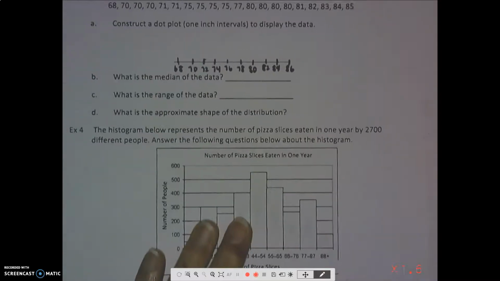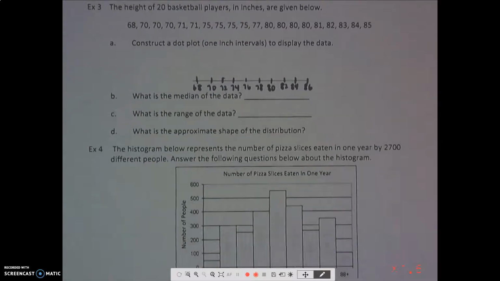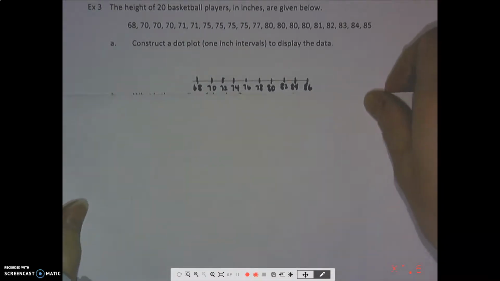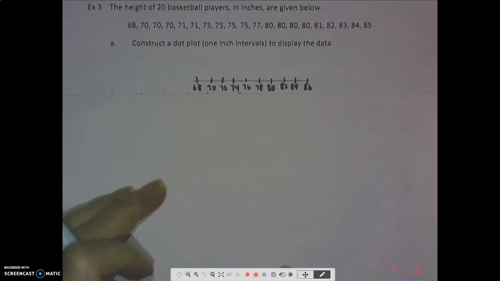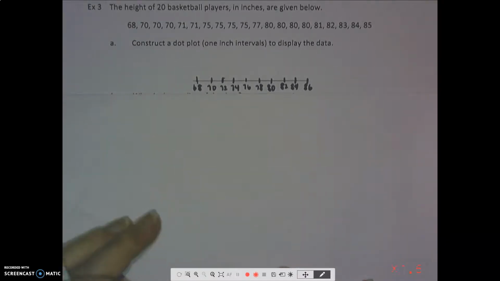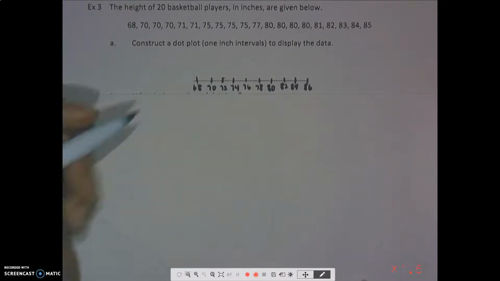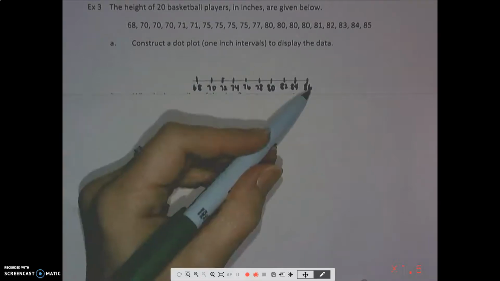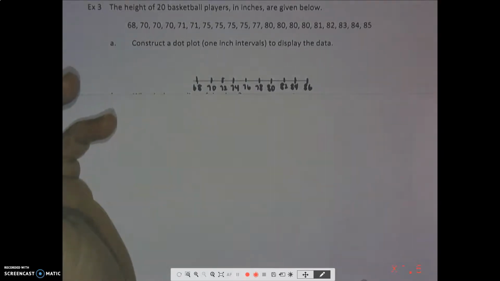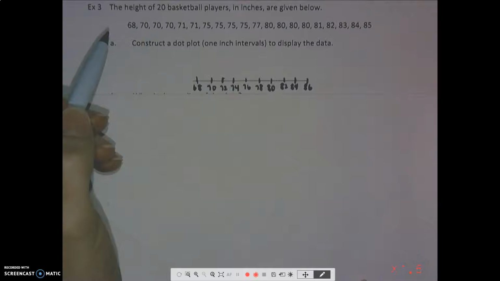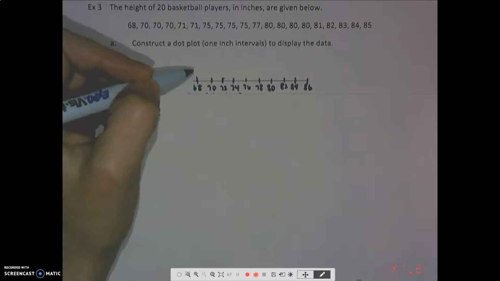All right, let's look at another one here where we're going to investigate and analyze some data. So the height of 20 basketball players in inches are given below. And so we have this information. Okay. And so we're going to make our dot plot. I went ahead and started with 68 and counted by 2's up to 86. You can choose to count by however much you want. These numbers weren't too far apart from each other, so I felt like counting by 2's was fine. So you can make that determination.